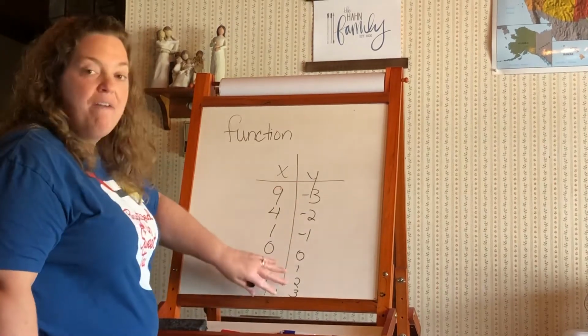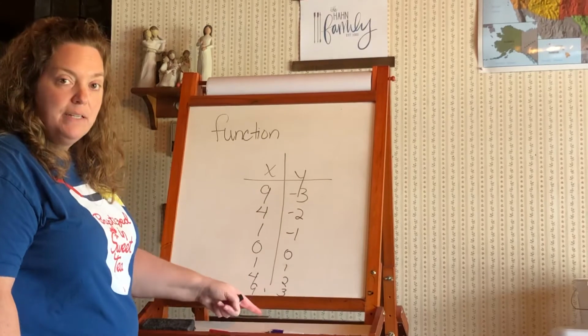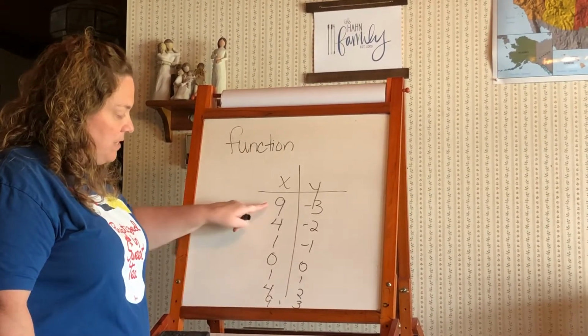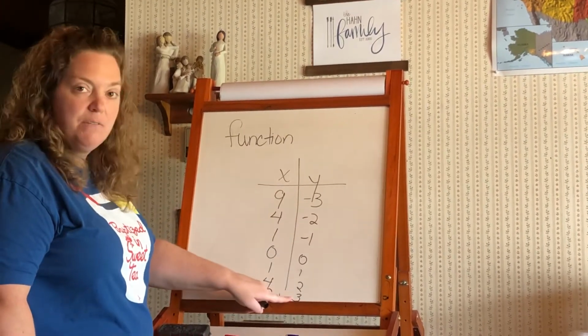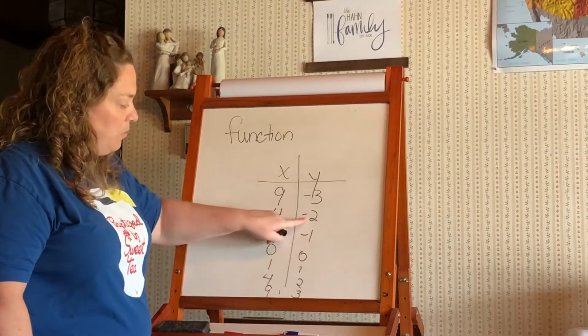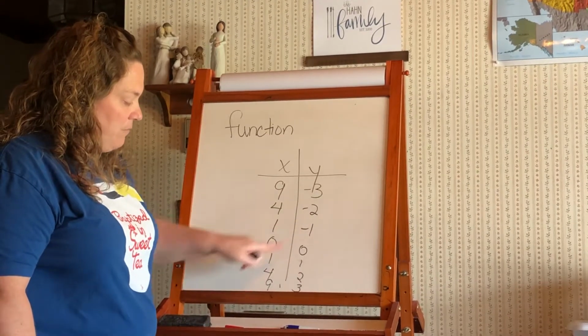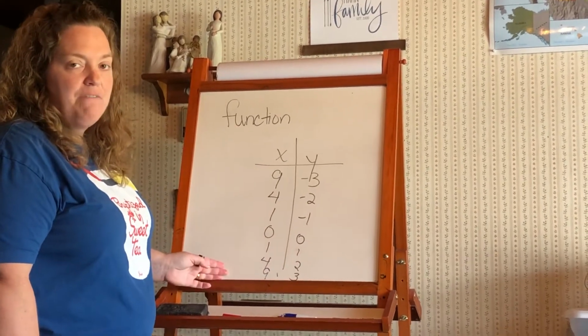Okay, the y values have changed. There's nothing repeating on the y side. However, we have two 9s, so we see 9 can equal -3 in this chart, or 9 can equal +3. We see that 4 can equal -2, and 4 can equal 2. 1 can equal -1, and 1 can equal 1. This is not a function.